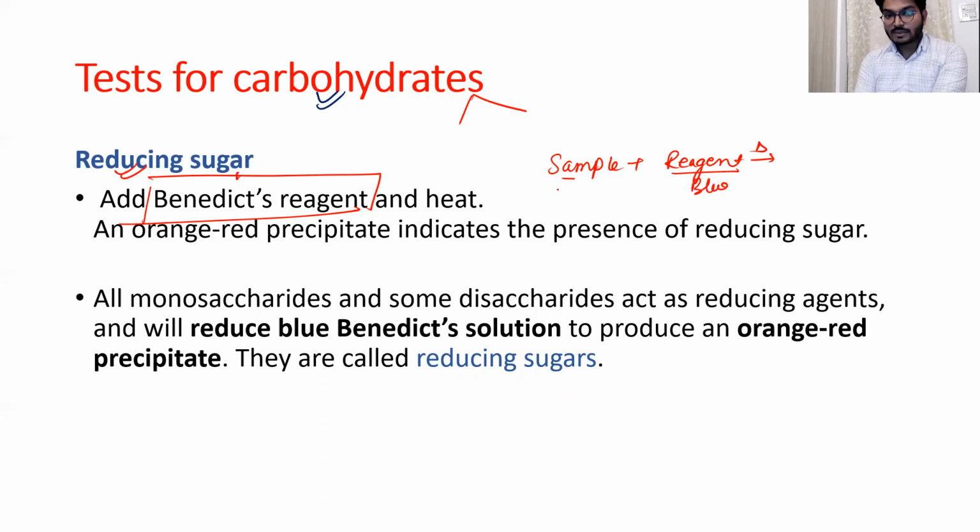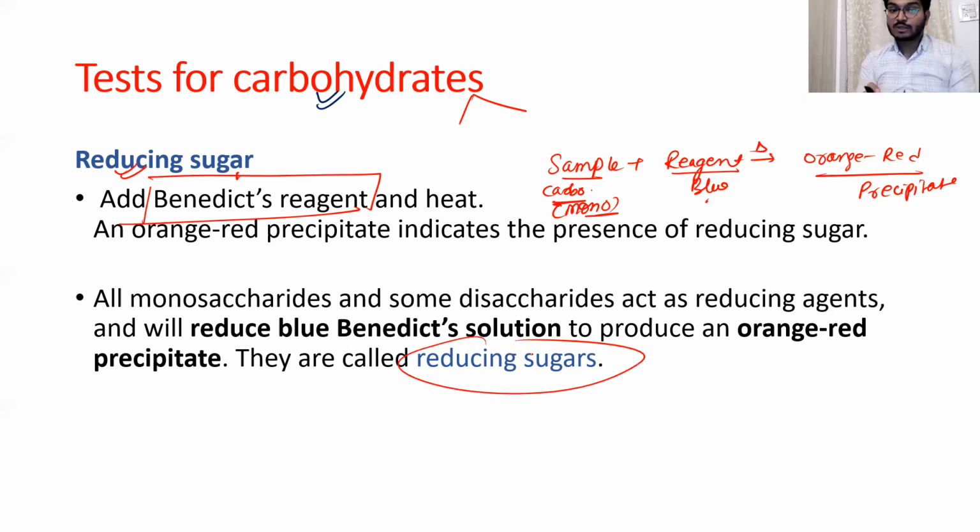So the sample we have taken is a carbohydrate, let's suppose the glucose molecule, a monosaccharide. Along with this Benedict's reagent, which is blue in color, you heat it. If there is a change in color and an orange-red precipitate forms, this simply means this sugar is a reducing sugar. A sugar that is able to reduce the reagent is a reducing sugar. The examples are the small molecules, the monosaccharides and the disaccharides.